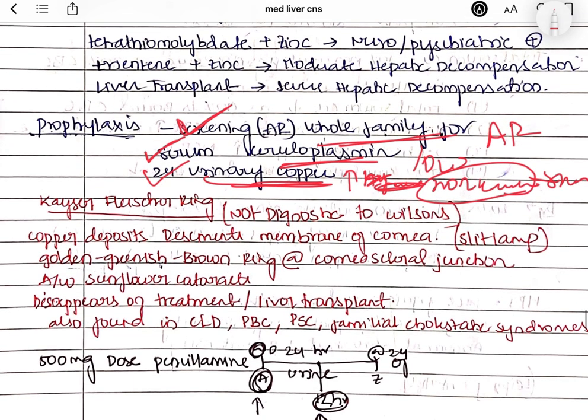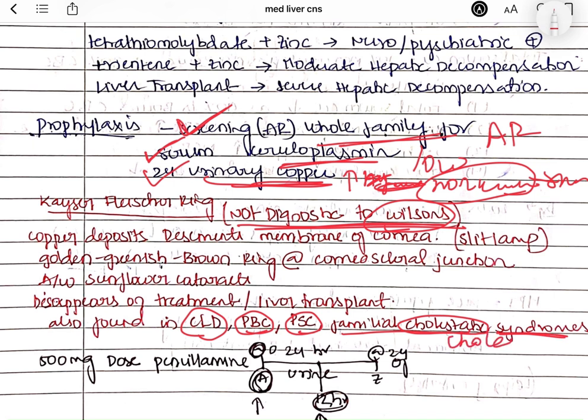And coming to this Kayser-Fleischer ring, it is not diagnostic to Wilson's. That means it can also be found in other conditions like chronic liver disease, primary biliary cholangitis and primary sclerosing cholangitis and familial cholestatic syndromes. So in something related to cholestasis and the bile, you can see this, right? So chronic liver disease, PBC, PSC, and familial cholestatic syndromes. So you can see this Kayser-Fleischer ring.